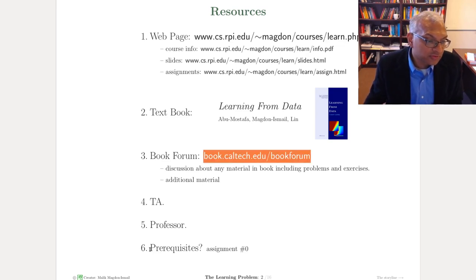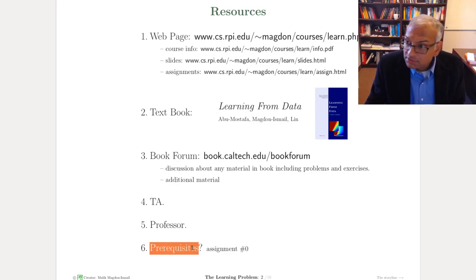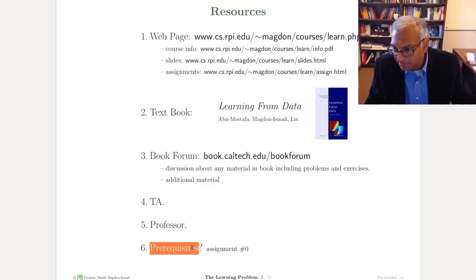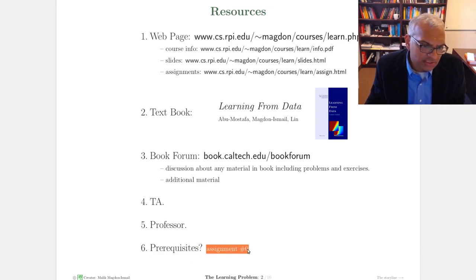Okay, the prerequisites for this course are important. There are mathematical prerequisites: linear algebra, probability, and calculus. So you need familiarity with those topics. We're not going to cover those topics. Now, assignment zero is a self-test. You can try to work those problems, not work, but read through those problems and see if you understand and determine whether or not you could solve those problems. Okay, so do assignment zero. It'll help you judge whether or not this course is for you.